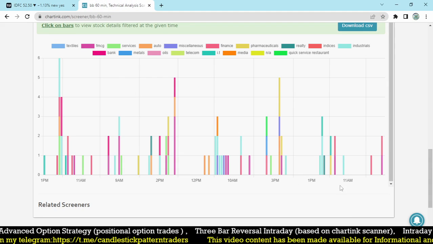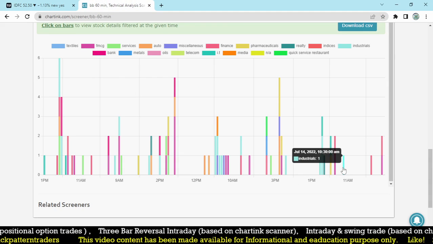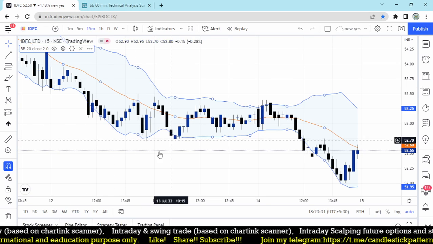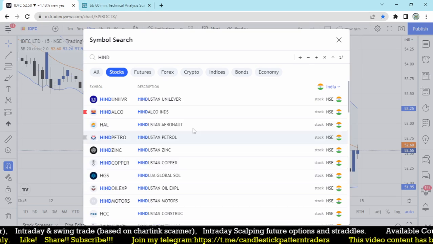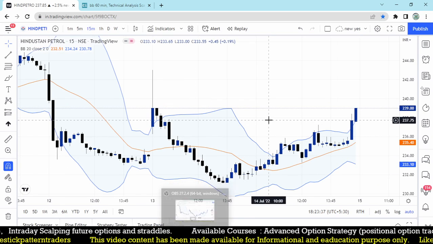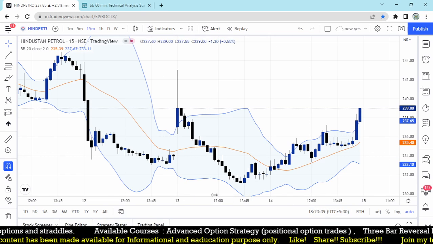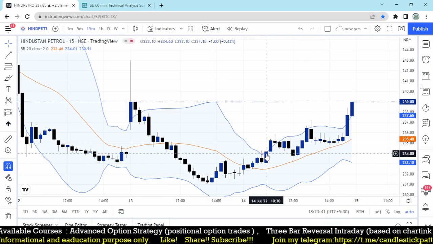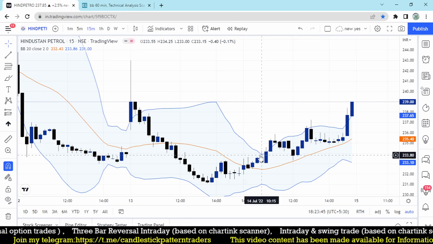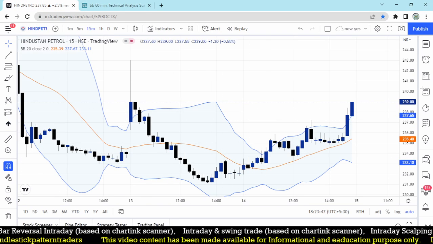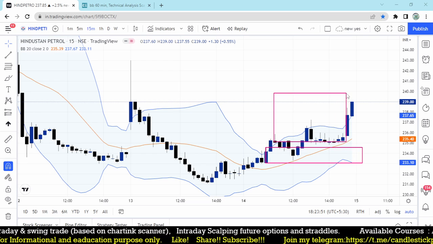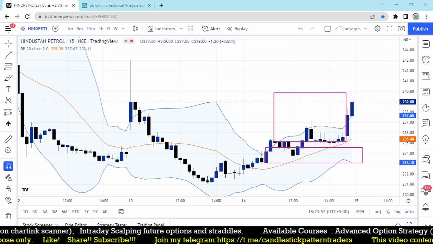And then after 9:30, around 10:30, we have Hindustan Petroleum. What happened in Hindu Petro? The 14th, here is the 14th, 10:30. Can you see the 10:30 time frame? So this is the candle where we are taking entry. It continues the trend and moves higher. So the scanner will help you.